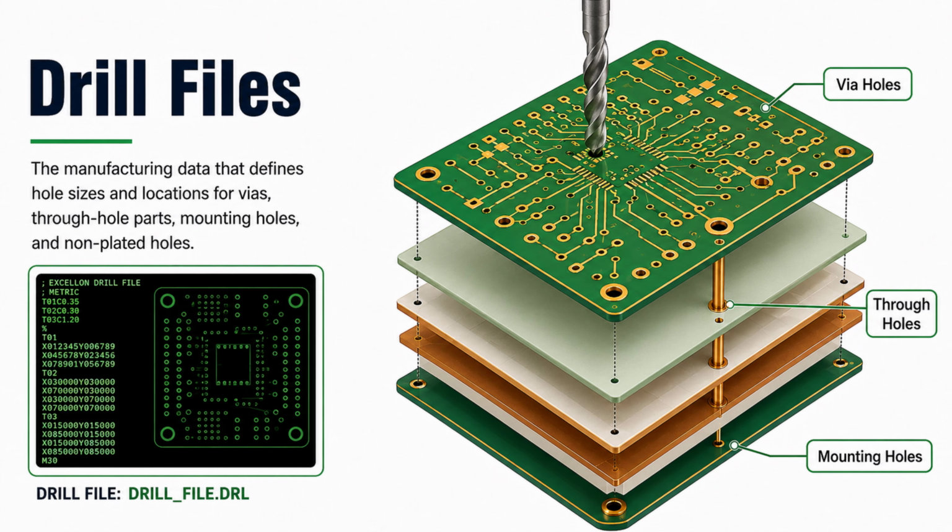The drill file usually contains coordinates and tool sizes, so the drilling machine knows which drill bit to use for each hole. If the drill file is missing or incorrect, the PCB cannot be manufactured properly, even if all Gerber layers are correct. Hole size is also very important. Too small, and the component lead may not fit. Too large, and soldering or mechanical strength may suffer. Accurate drill files ensure proper electrical connection, assembly fit, and mechanical reliability.